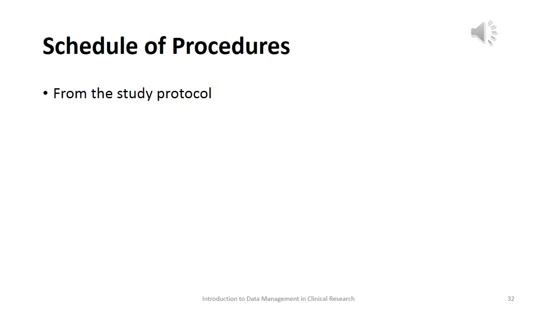So we mentioned the protocol, and we mentioned that the data elements, or the data that we're going to collect, come from the protocol. In many cases, they come from the schedule of procedures section in the protocol. So that's going to tell us what is going to be done over the course of the trial, and it tells us what we need to collect as they go along.